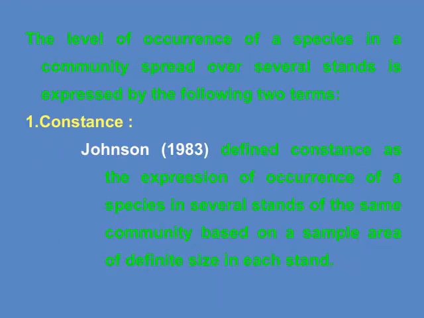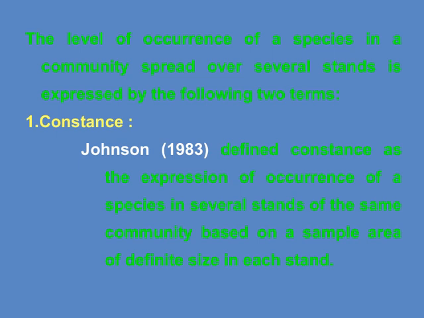Today, I want to talk about how we measure the occurrence of a species within a community, especially when it's spread across several stands. We use two key terms for this. The first one is constancy. Constancy, as Johnson defined it in 1983, refers to how often a species appears in different stands of the same community. Essentially, it's about checking how many stands a species occupies, but importantly, we base this on a sample area of a specific size in each stand.